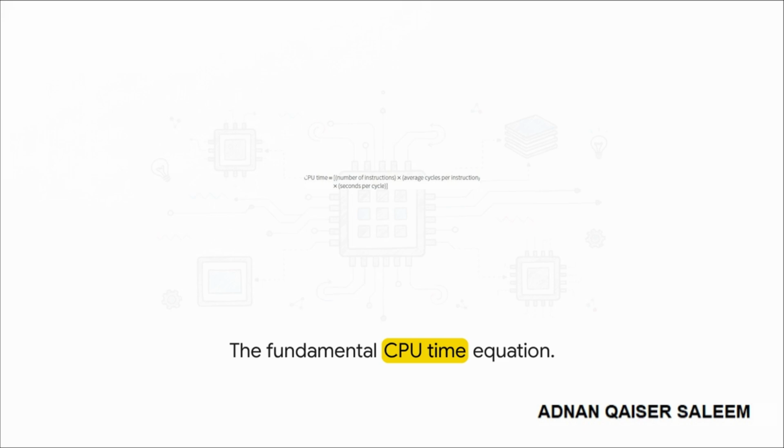To really get processor architecture, you absolutely have to wrap your head around the fundamental CPU time equation. Basically, total CPU time equals the number of instructions times the average clock cycles per instruction times the seconds per cycle. So think about it. If we want to speed up the CPU, which means we want to reduce that total CPU time, we logically have two main choices. We either have to reduce the number of instructions the program actually needs to run, or we have to reduce the average number of clock cycles that each of those instructions takes. Keep this equation in the back of your mind, because it is literally the entire basis for the two totally different design philosophies we're about to explore.